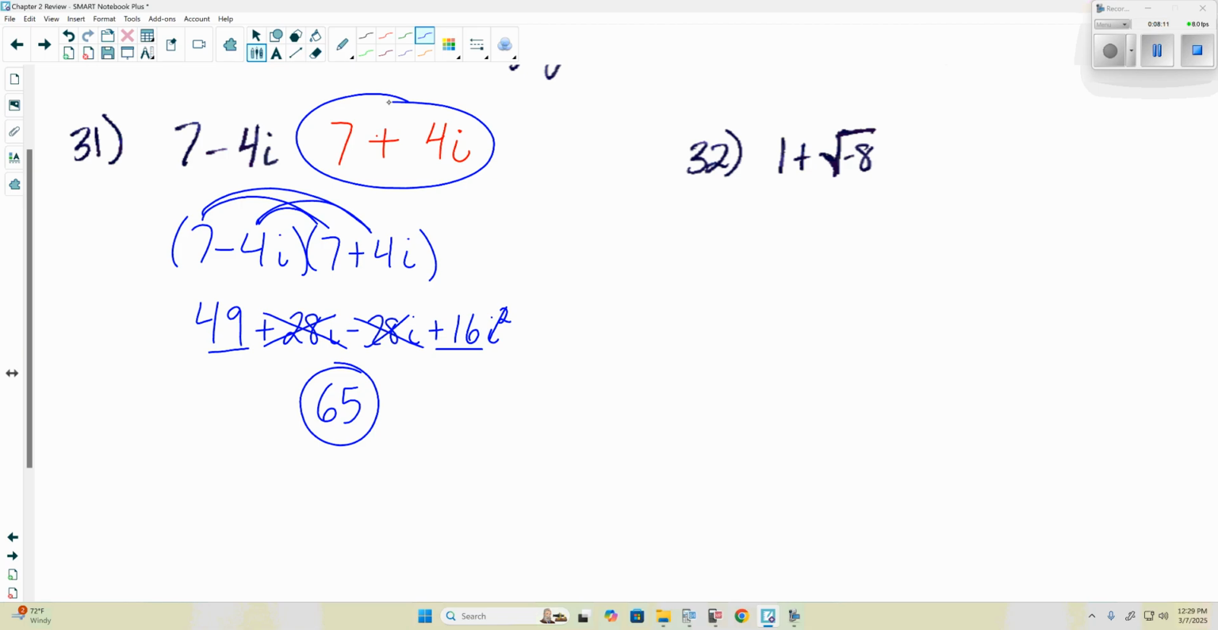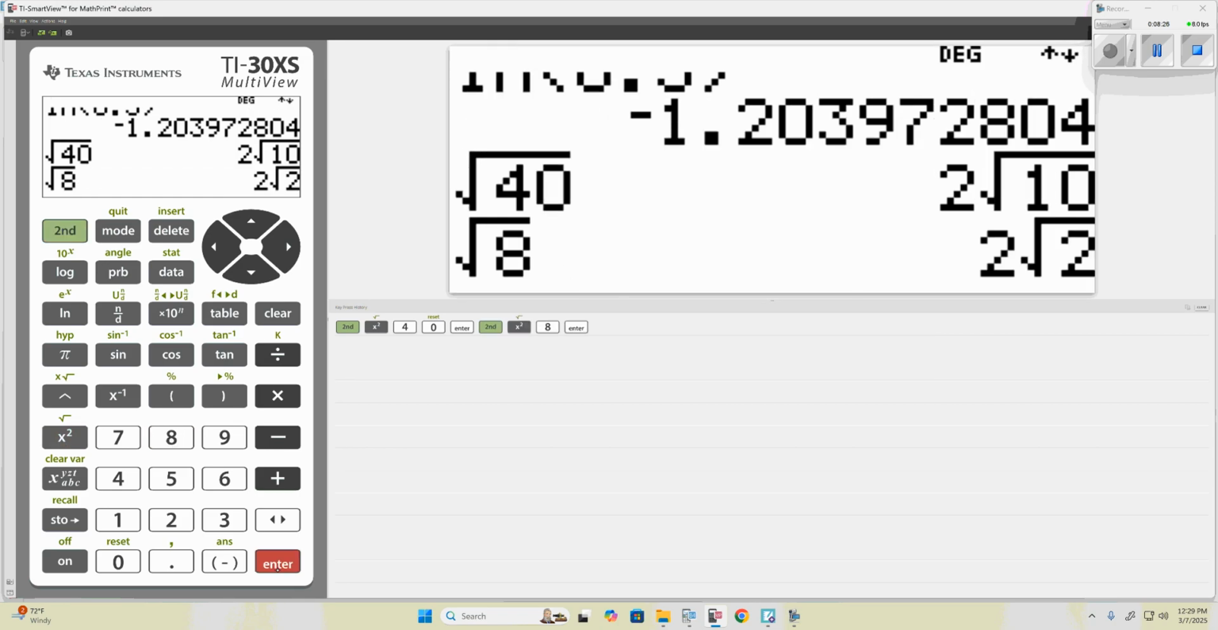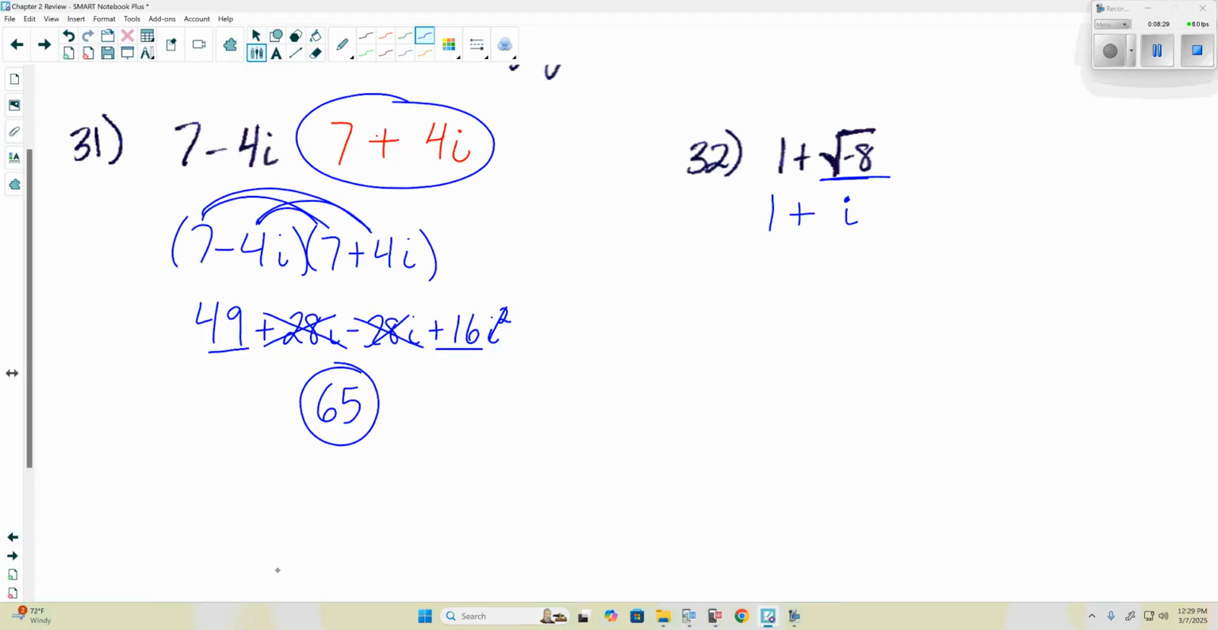Now, 1 plus negative square root of negative 8. Before we do anything, we're going to have to simplify that square root of negative 8. Now, the negative is going to have to come out as i, leaving us with square root of 8, which is 2 square root of 2. So really what it's telling us is that the original number is 1 plus 2i square roots of 2, which means the complex conjugate is going to be what? 1 minus 2i square roots of 2.